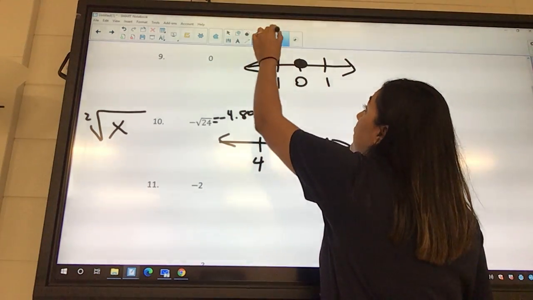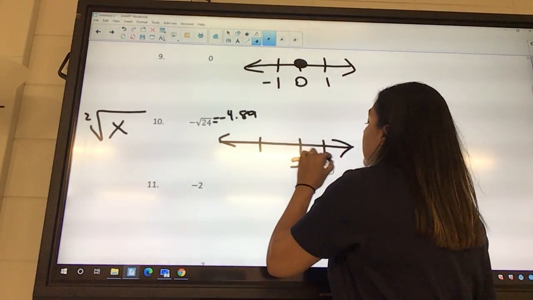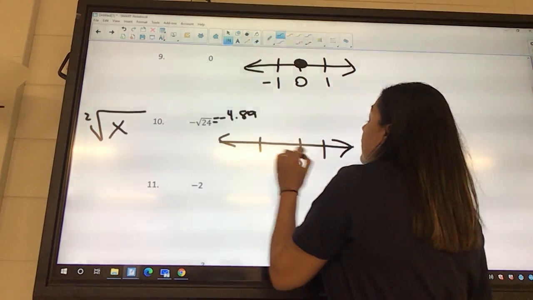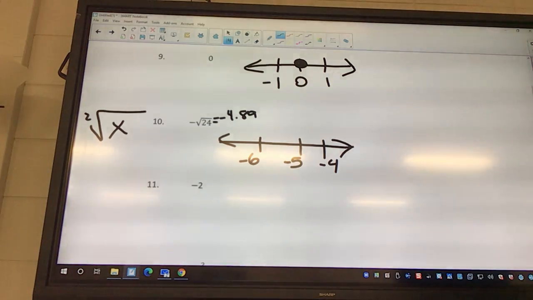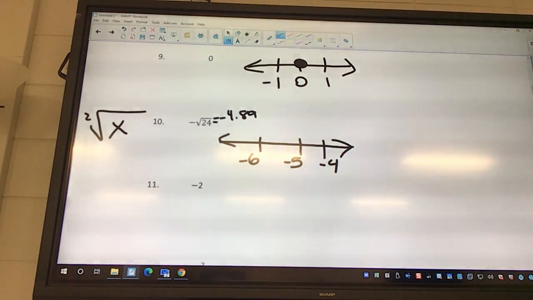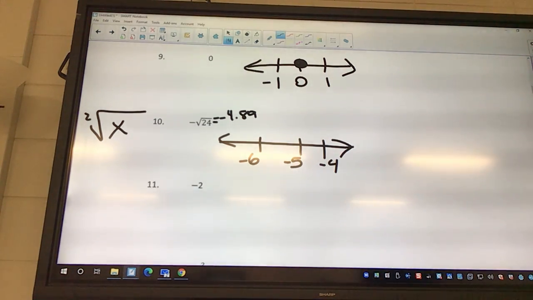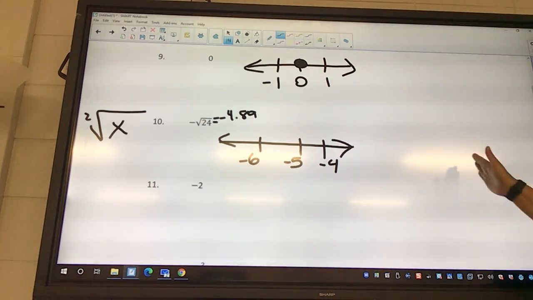So this is backwards. So it's gonna be -4, -6. Which is confusing. The reason I switched them is because if you kept going, it's gonna be -3, -2, -1, 0, and then start positive 1, 2, 3.